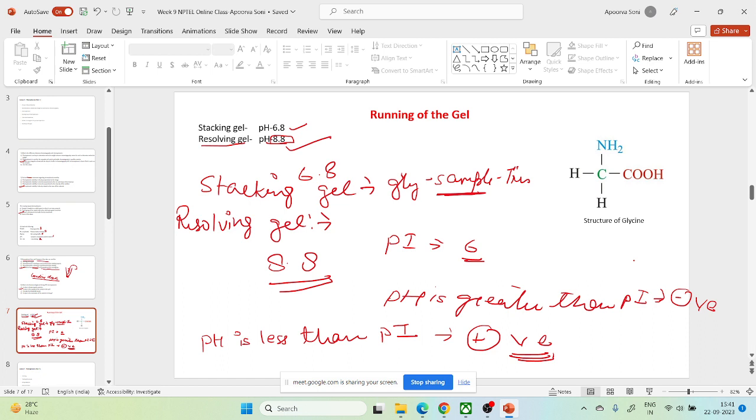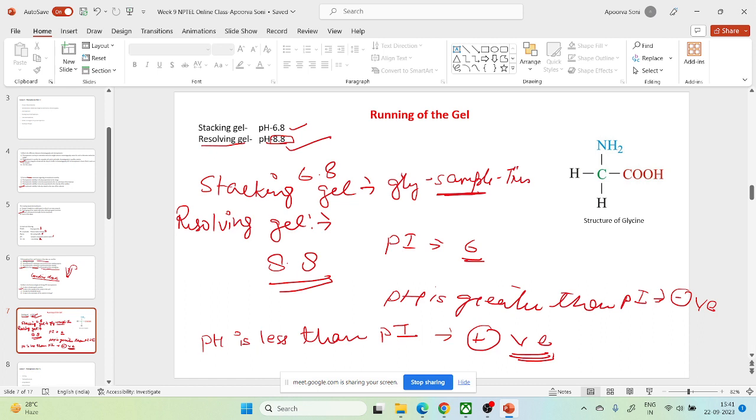So this is a very important question and is asked often in examinations. It's their favorite question: calculate the net charge of protein at pH this, at pH that. For that, you have to remember the individual PI values of each and every amino acid, and then calculate whether at the given pH that amino acid will have a positive or negative charge, and then you will calculate the net charge of that protein.